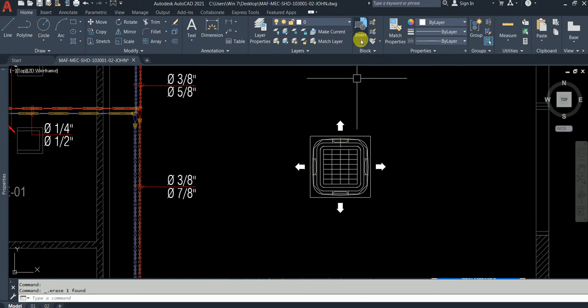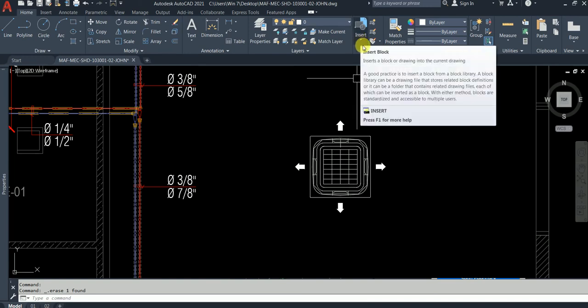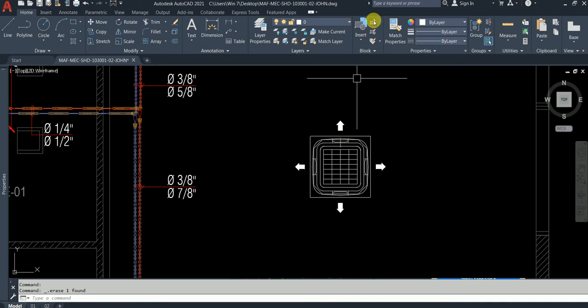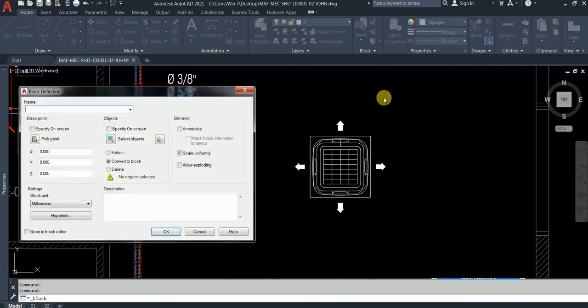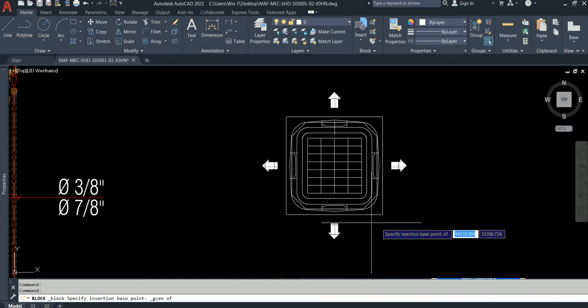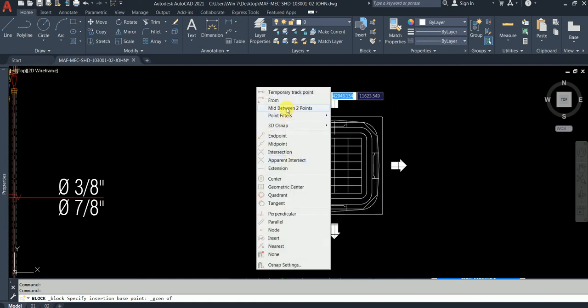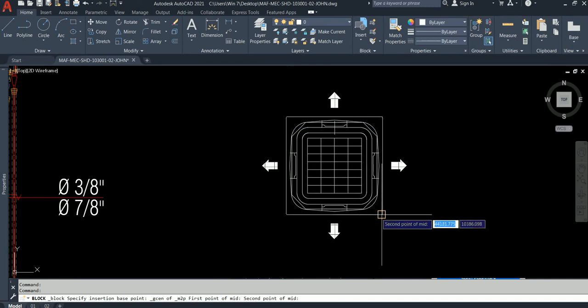Then, I'm talking about as of 2021 AutoCAD, you can go and create block. What are you going to call it? VRV block. I do not know if it has been created or not, so I just created a base point. How do we clear the base point? I would use, no, this is not a help because they are individuals. So use mid between 2 points, click this point and this point.